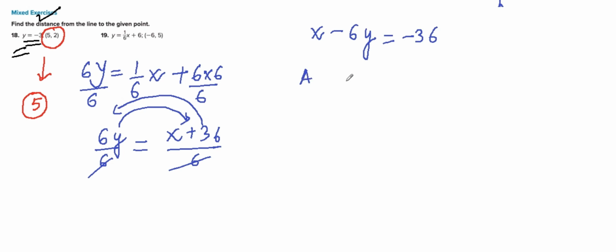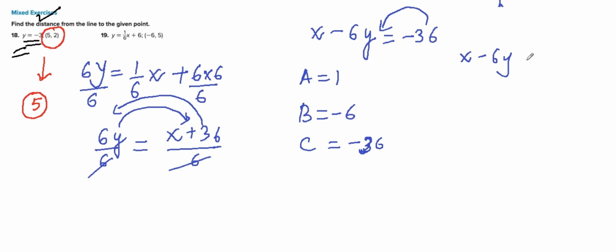What is A? A is 1. What is B? B is minus 6. And C is minus 36. You can take that, no problem. So what is the formula here? That you have to remember. When you are going to use the formula, you can take minus 36 to this side also. So it will become x minus 6y plus 36 is equal to 0. In standard form, c should be on the other side, but I'm taking 36 this side, so take it as positive.